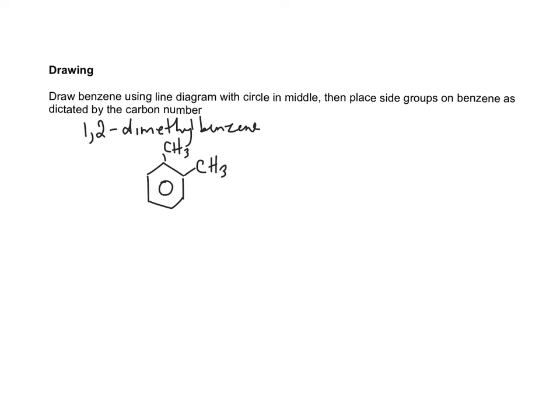Now, if you see a structure and you have to name it, don't forget that you can rotate this molecule. This is the exact same thing. These are not isomers. This is the exact same compound. This is 1,2-dimethylbenzene.